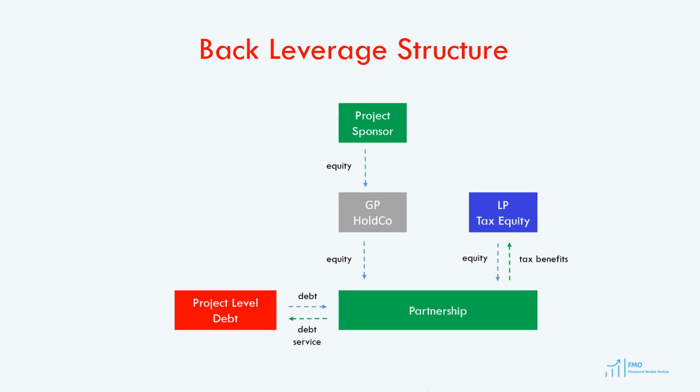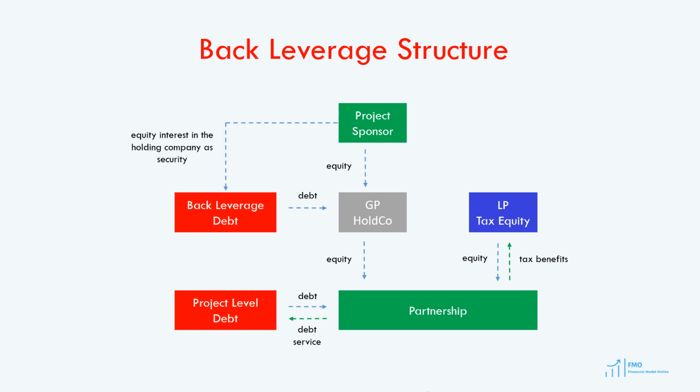For allowing the debt at the project level, tax equity investors require around 10 to 12% IRR compared to 6 to 8% IRR without the debt at the project level. So, what happens in reality is the holding company, which is a general partner, raises the debt, and this is called a back-leveraged debt or back-levered loan. The back-levered lenders take the sponsor's equity interest in the holding company as a security for the back-levered loan. So, the cash distribution from the partnership that goes to the GP goes first to satisfy the debt service and then pay the dividends to the project sponsor.